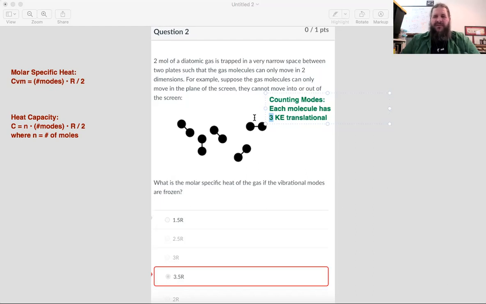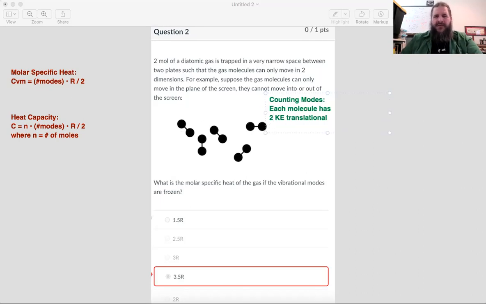So in a 3-dimensional universe, such as the one we typically live in, we have 3 kinetic energy modes per particle. But these molecules are trapped in this effectively 2-dimensional space. They can move in the x direction and the y direction, but there's no z direction movement, no inwards or outwards from the screen. So we would expect only 2 kinetic energy translational modes.